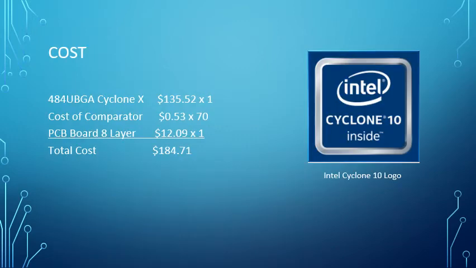For the cost, we decided to look into the 484 ball grid array Cyclone 10 packaging, which was roughly $135.50. The cost of the comparator was roughly 53 cents, but then of course multiply that by 70 of them. And then for the PCB board, for 8 layers with the whole area taken into account, 19 millimeters on each side, we would get a total cost of $184.71.